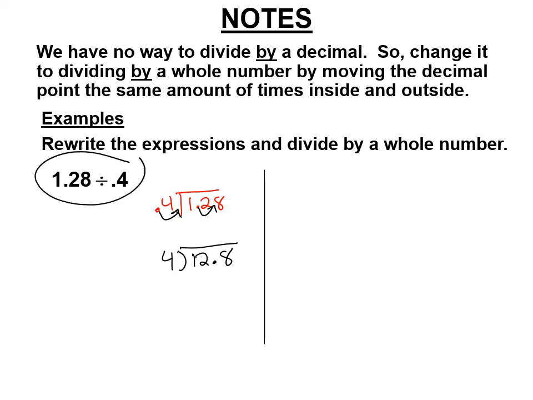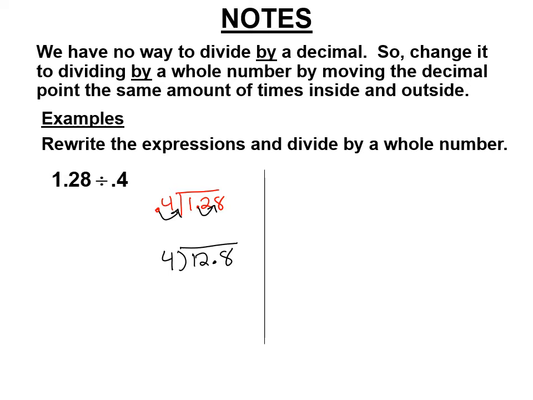Now on a calculator, you could do 1.28 divided by 0.4. But without a calculator, you're going to need to move the decimal point the same amount of times inside and out. So whatever you move it on the outside, you have to move the decimal point the same amount on the inside. So let's see that.